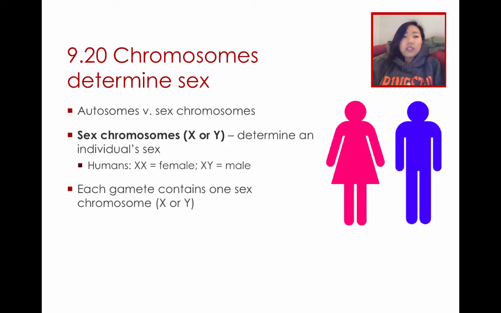Okay, transitioning now into sex chromosomes. Remember in the past we talked about autosomes versus sex chromosomes. So autosomes are all the chromosomes in your body except the one set of sex chromosomes that determine your sex, so either you're going to be female or male. Usually these are X or Y, especially for humans. In humans, XX is female, and XY is male.